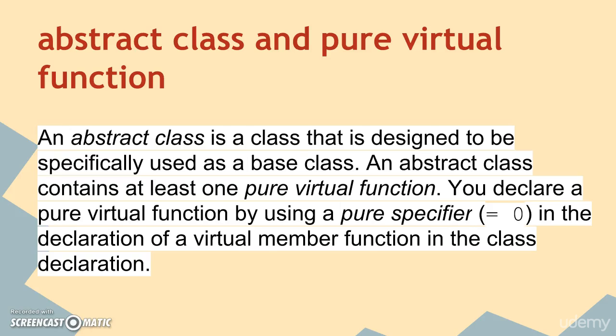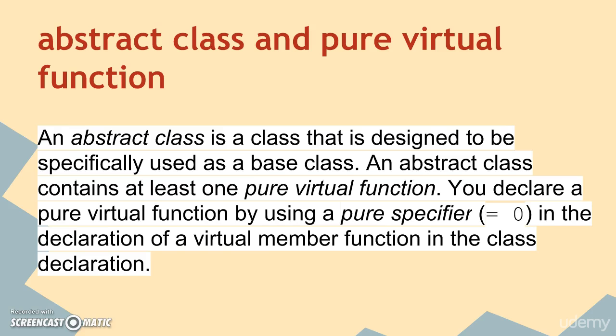Now let us see abstract class and pure virtual function. So what is abstract class? An abstract class is a class that is designed to be specifically used as a base class. An abstract class contains at least one pure virtual function. You declare a pure virtual function by using a pure specifier, that is equal to 0, in the declaration of a virtual member function in the class declaration.